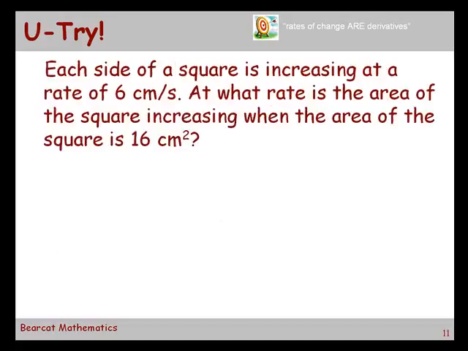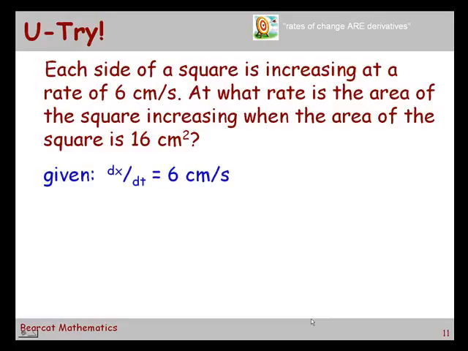Try this one. Each side of a square is increasing at a rate of 6 centimeters per second. At what rate is the area of the square increasing when the area of the square is exactly 16 square centimeters? If you're working at home, now's a good time to pause, and when you're ready to check your answer with ours, please press play.